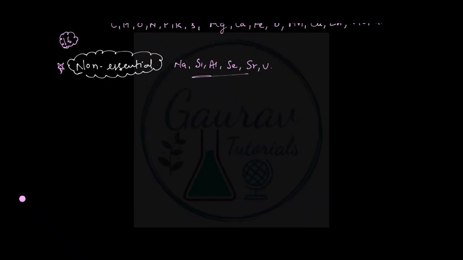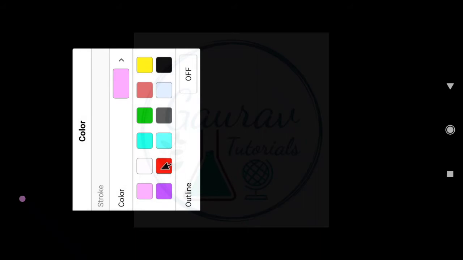There were these people by the name of Arnon and Stout who proposed the criteria of essentiality. What are the different phenomena using which I can group an element as essential or non-essential? So they have proposed 4 such criteria.